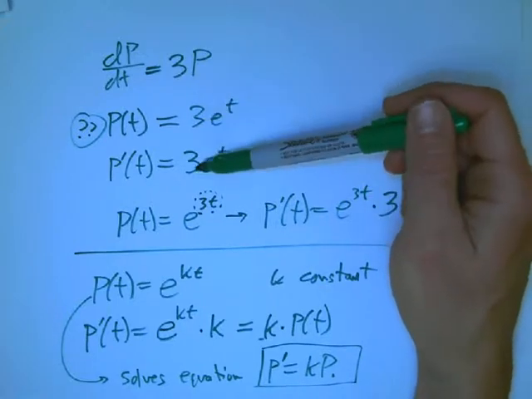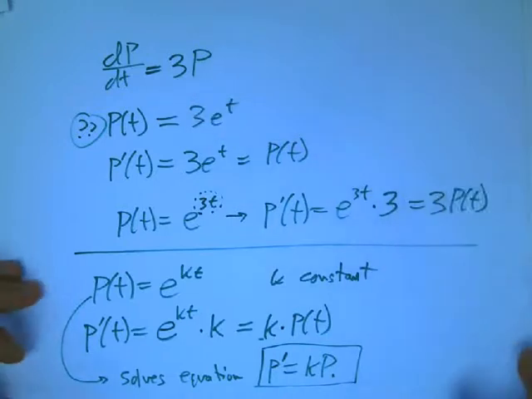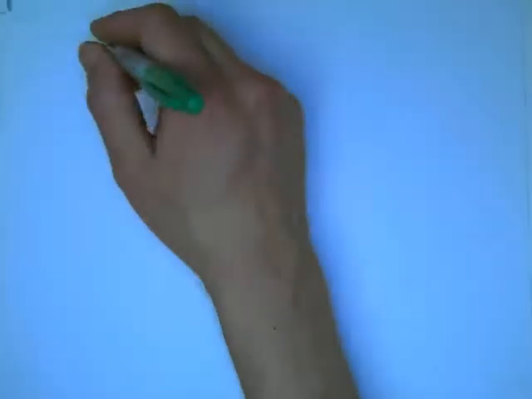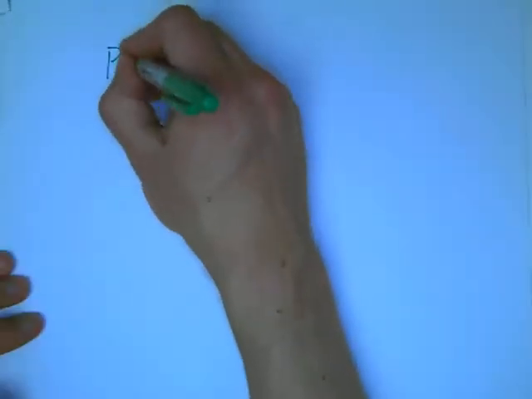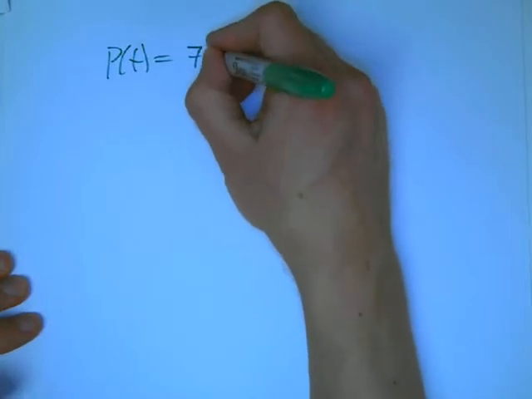Well, did this have to be a 3? No. This could be a 7 or a minus pi or any constant, and that's going to give you another function whose derivative is itself. Well, same thing's going to work here. Suppose I try to make this a little more complicated, and I take p of t is, let's put in really explicit numbers.